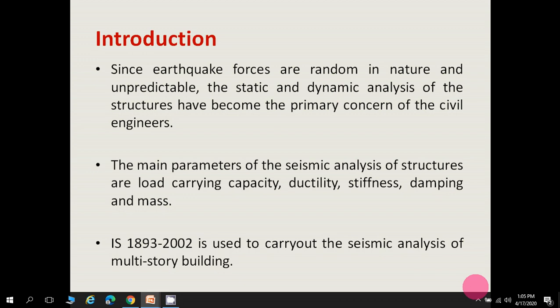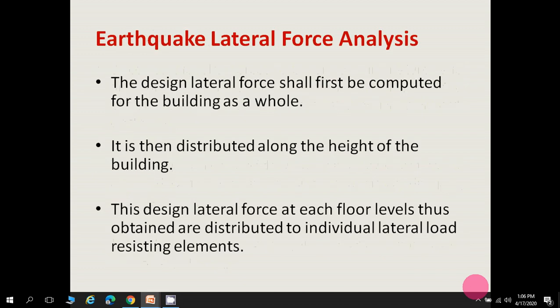IS, Indian Standard 1893:2002, is used to carry out the seismic analysis of multi-story buildings. This code is a reference code which has to be used while analyzing structures for earthquake load analysis. In earthquake lateral force analysis, the design lateral force is computed for the building as a whole firstly. So in the starting, the design lateral force is to be calculated for the whole building.